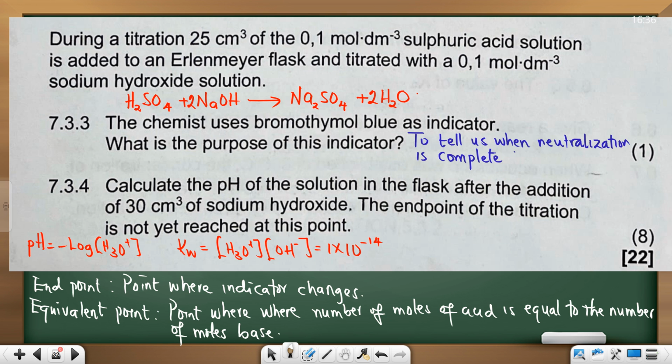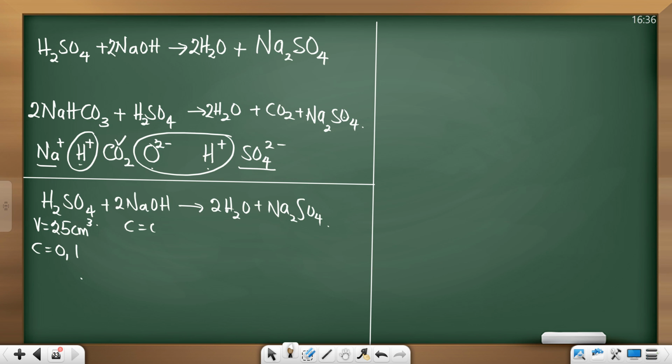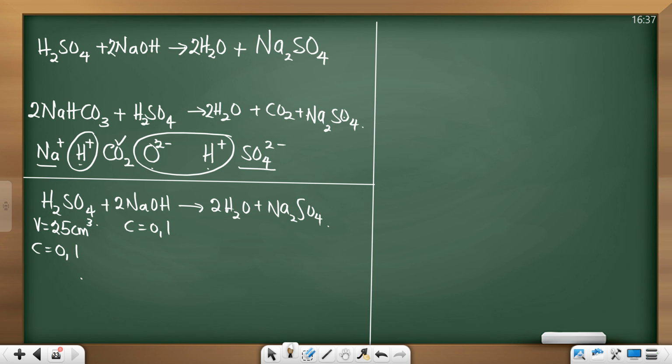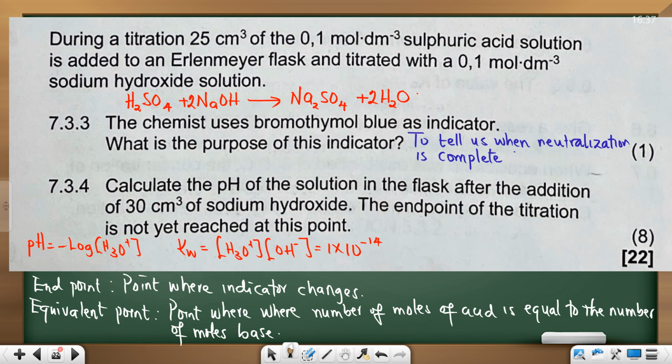It's added to a conical flask and titrated with 0,1 of what? So what do I know? I know the concentration here as what? Are you following my system? Okay, just interpreting. Take time. Calculate the pH of the solution in the flask after the addition of 30 cubic centimeters. So we have added what? And the examiner says that the end point is not yet reached. This is an incomplete titration.